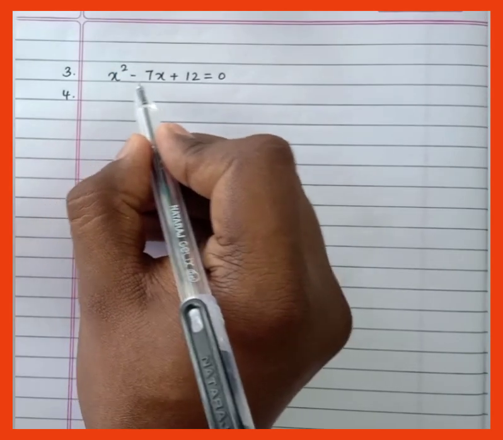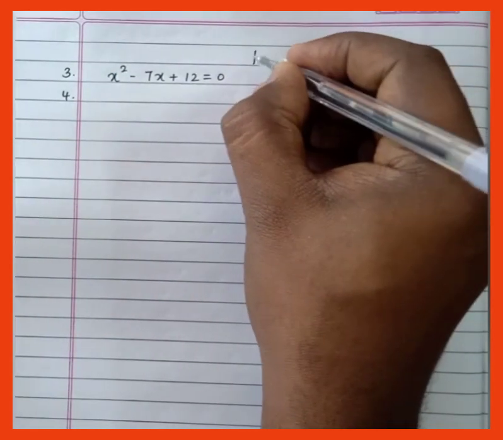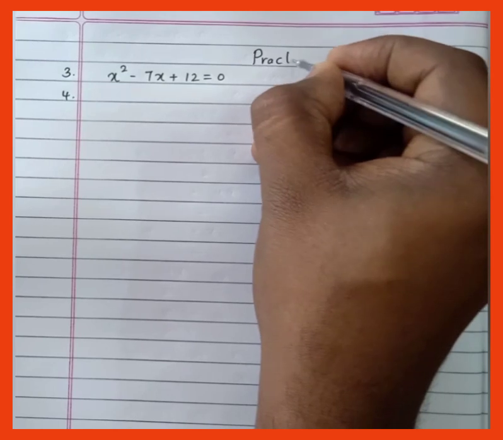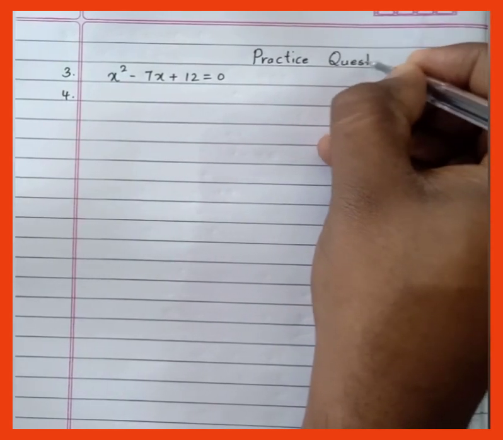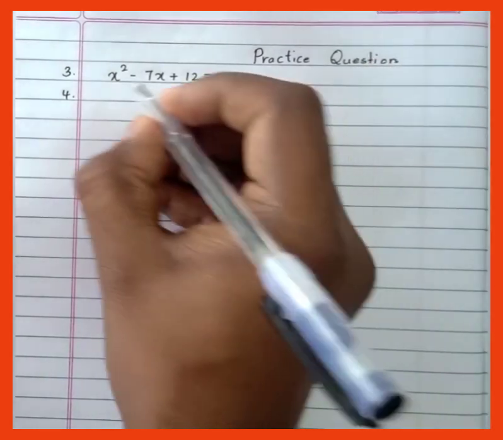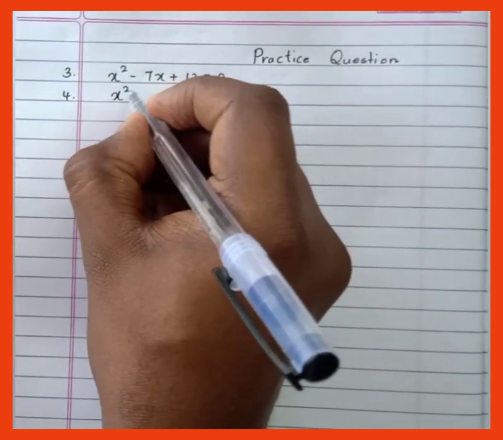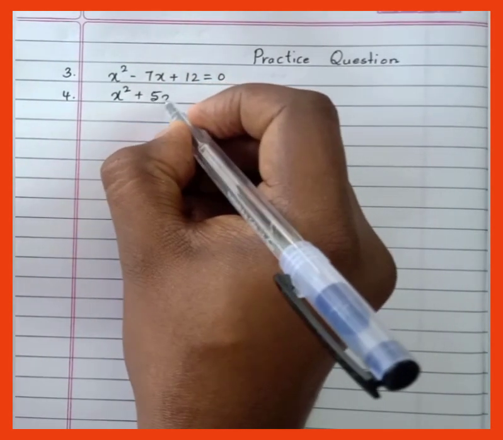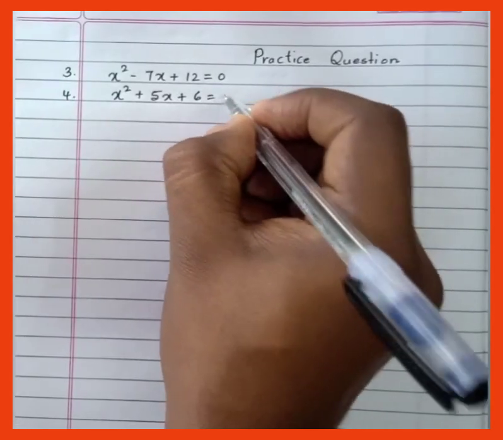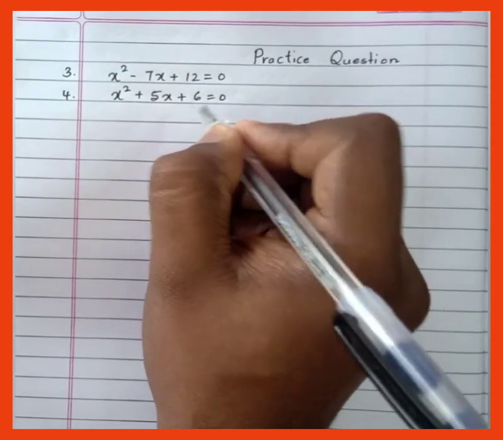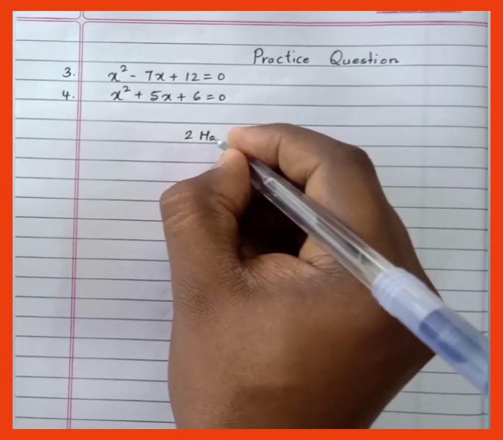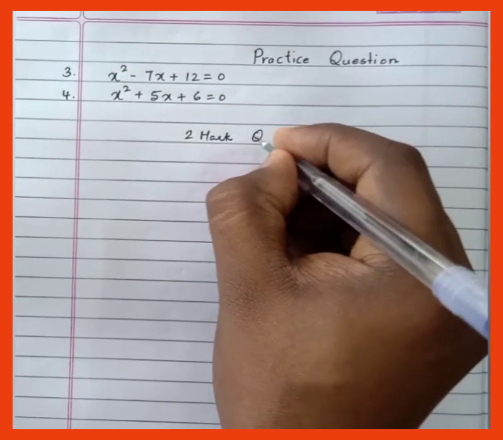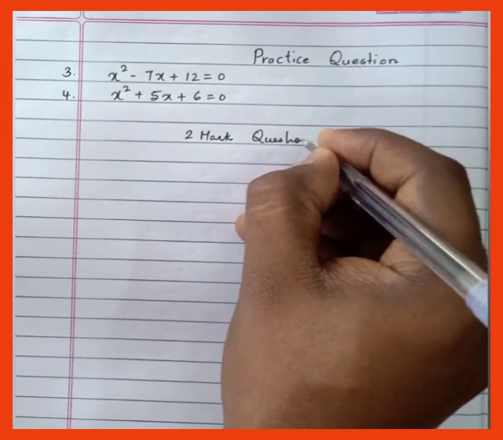Do try to practice these questions, that is the third question, x square minus 7x plus 12 equals 0 and x square plus 5x plus 6 equals 0. Do try to solve these quadratic equations by formula method by yourself, which is a very important question from the examination point of view.